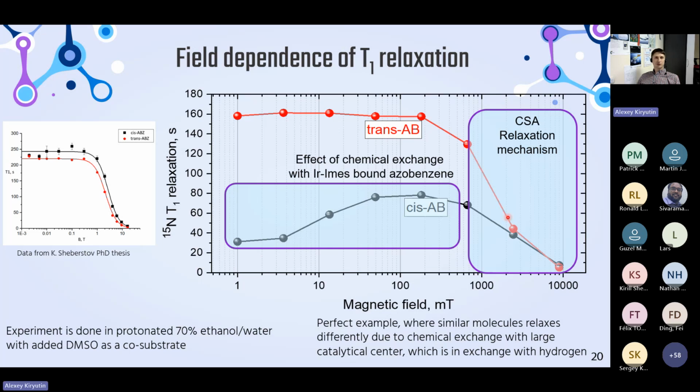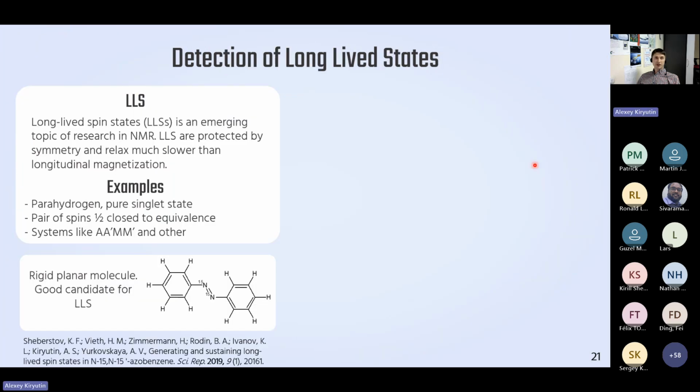The sharp drop in the strong magnetic fields is attributed to the chemical shift anisotropy mechanism, and a quadratic increase in relaxation rate with the field strength has been observed. The final part of my talk concerns long-lived spin states. As I mentioned earlier, LLS can exist in a system with high symmetry, with spin-1/2 pairs, or in a system of A'M' kind.